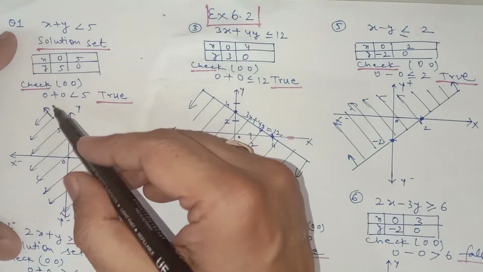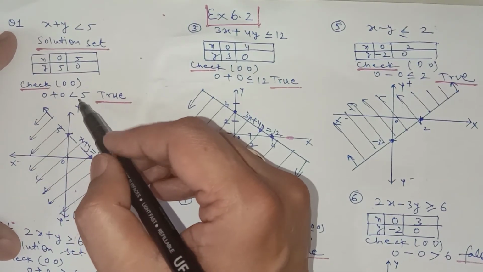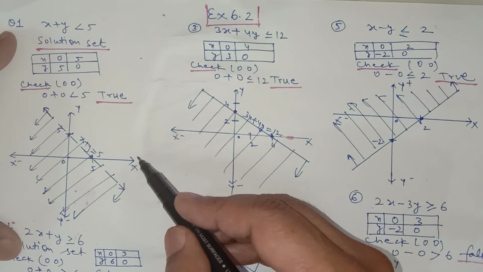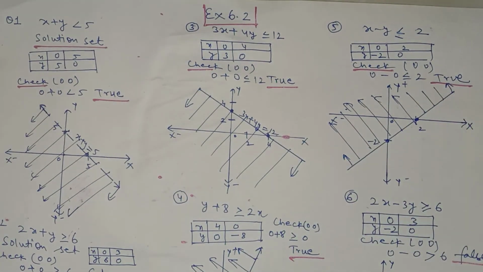If it is false, for example if it were the greater than sign, 0 plus 0 greater than 5, it would be false. Then it will be shaded away from the origin. If it is true, then you have to shade towards the origin, and if it is false, then you have to shade away from the origin. We will discuss the remaining questions in the next lecture.